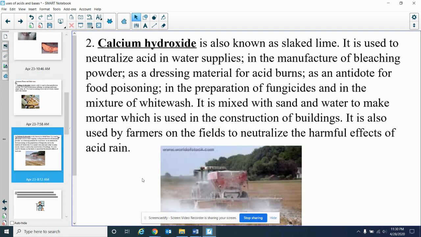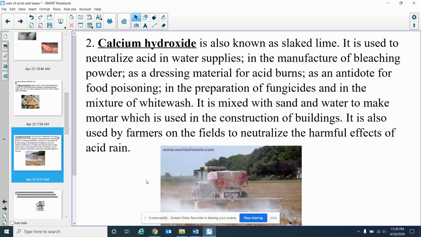Calcium hydroxide, also known as slaked lime. If you have seen farmer fields where it's all white, then I'm sure that they have put the lime on there. A lot of times the soil gets too acidic for plants as different crops have grown and used a lot of the nutrients out of the soil. So they will put lime on there to neutralize the soil.